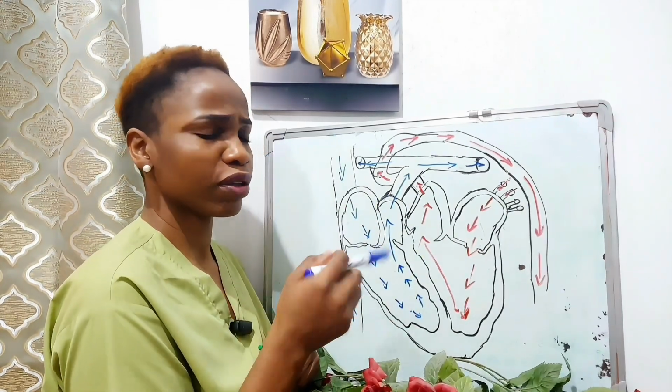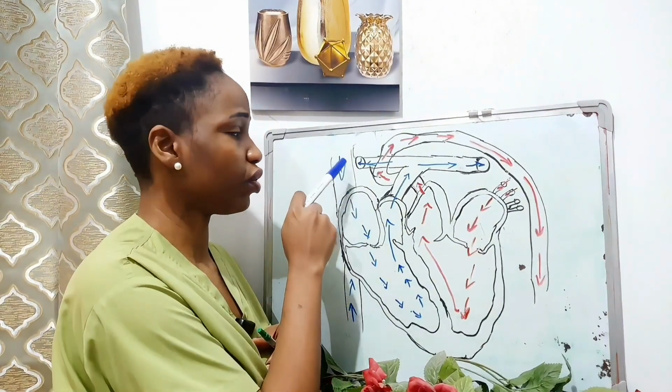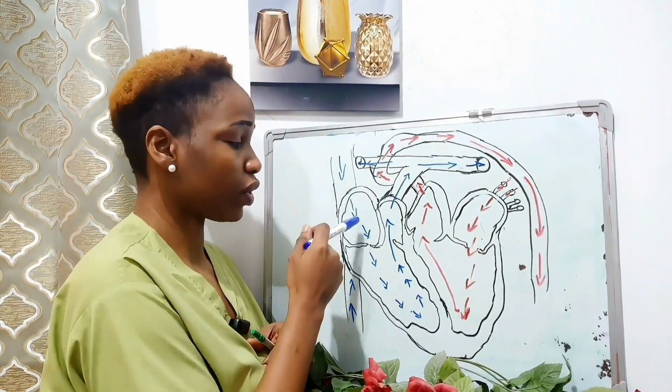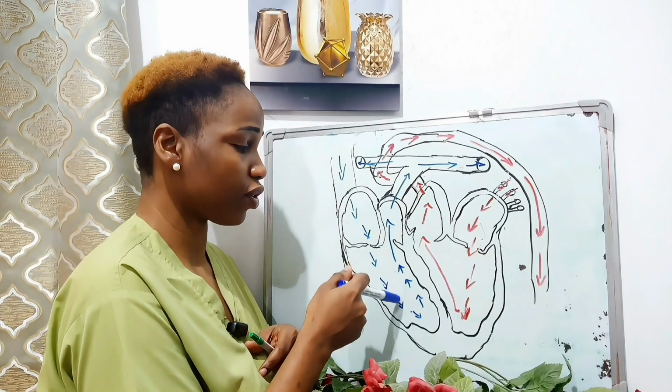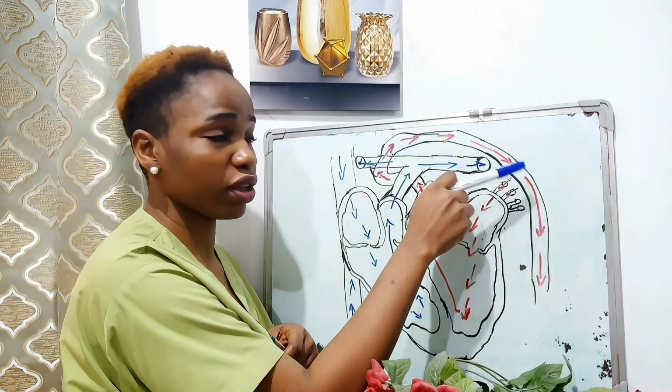Now, how does blood flow through the heart? All the deoxygenated blood moves into the right atrium through the superior vena cava and the inferior vena cava. The right atrium empties blood into the right ventricle, and from the right ventricle, this blood moves to the pulmonary arteries for oxygenation in the lungs.